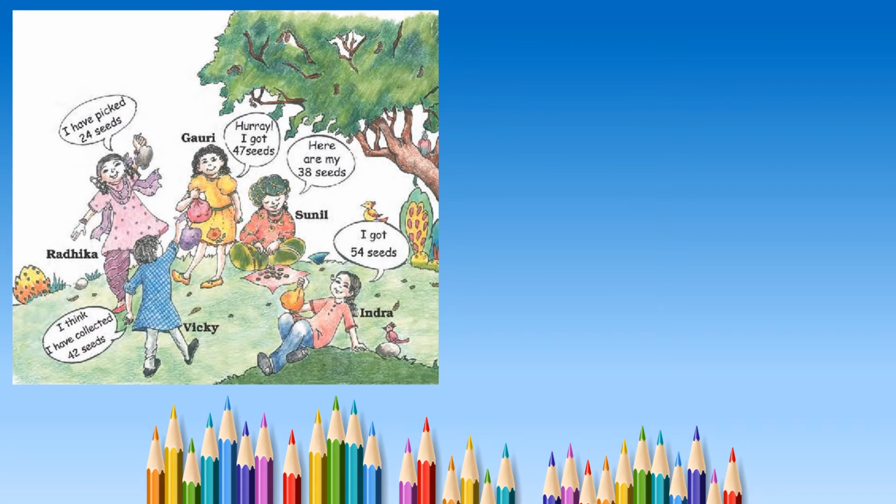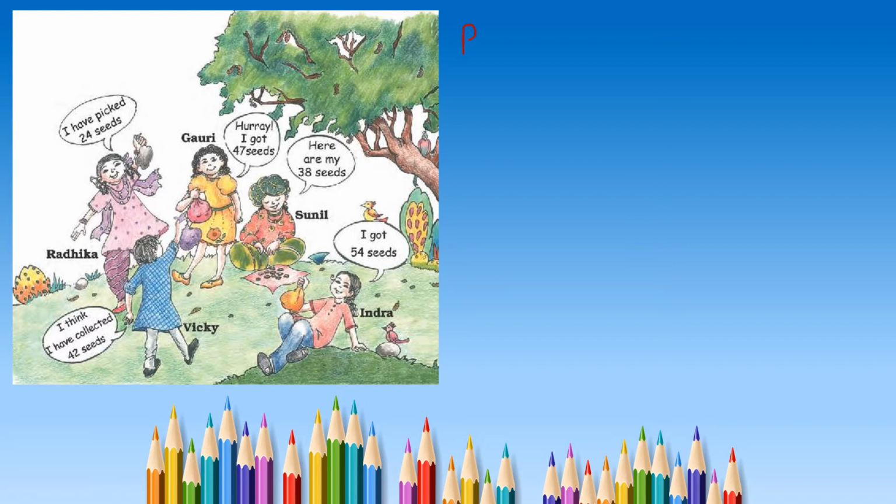So, we'll begin by looking at these 5 friends who go for a picnic for collecting seeds. Imagine these are your friends and you. Here we have given the number of seeds each one of them collects, and on the basis of this information, we have to answer a few questions. Also, before that, I want you to simplify this data given.